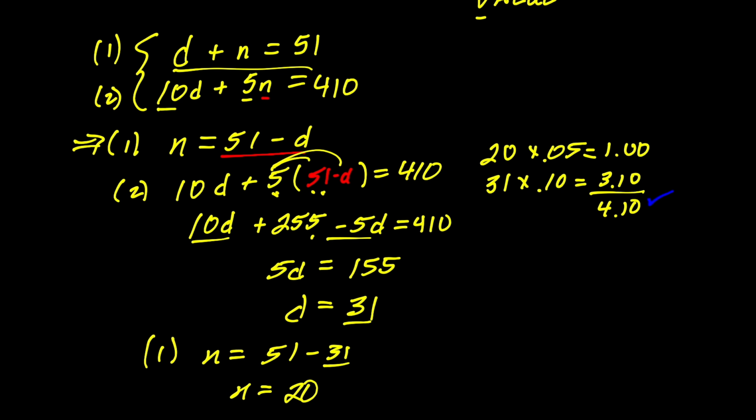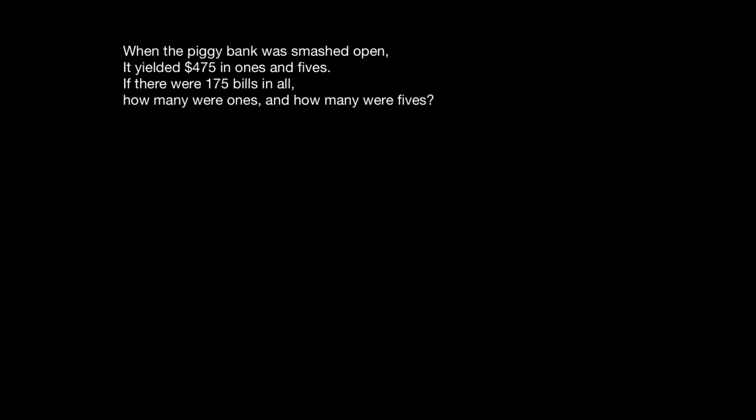All right, let's look at example number 2. This one reads, when the piggy bank was smashed open, it yielded $475 in ones and fives. So this one's about bills. If there were 175 bills in all, how many were ones and how many were fives?